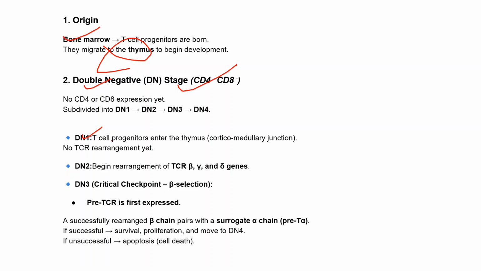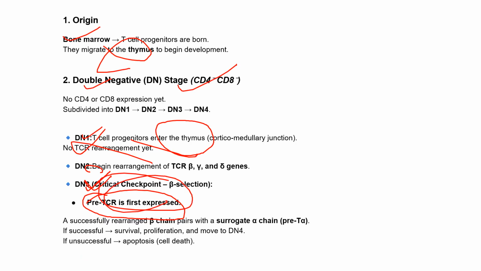In the first stage, the T cell progenitor enters the thymus and no TCR rearrangement happens. At stage DN2, rearrangement begins, and these are critical checkpoints, and here the pre-TCR is first expressed. So these are the double negative three cells where the pre-TCR is first expressed. After that, if they survive successfully, only then will they go to the DN4 stage. If not, they will go for the death process.